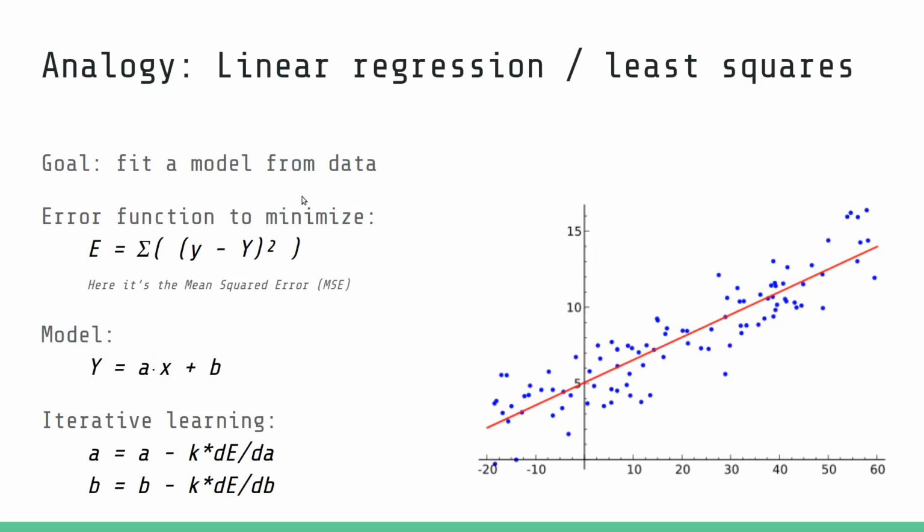So the goal is to fit a model from data. So we have an error function to minimize. Here we take simply the mean squared error, also called MSE, and it's the difference of our predictions and the value we expected. And by doing this difference and squaring it, we get a number that is always positive, and it means the difference between the real value we expected and what we predicted here.